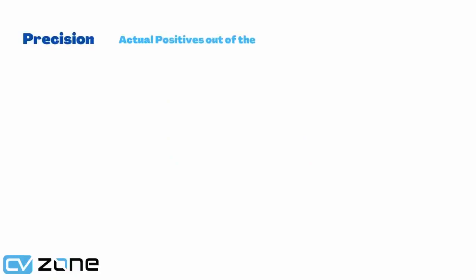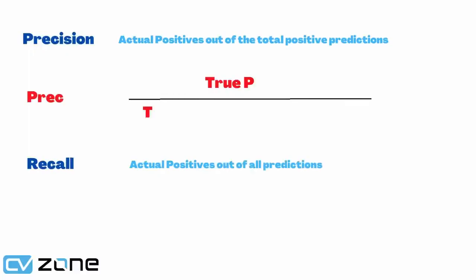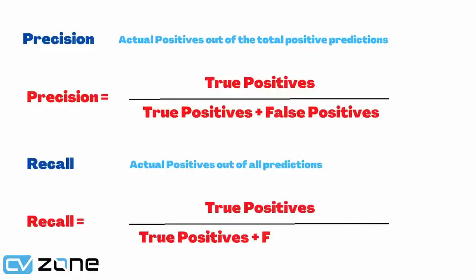Precision is the true positives out of the total positive predictions. Recall is the true positives out of all actual positives. In mathematical terms, precision is true positive divided by true positive plus false positives. Recall is true positive divided by true positive plus false negatives.